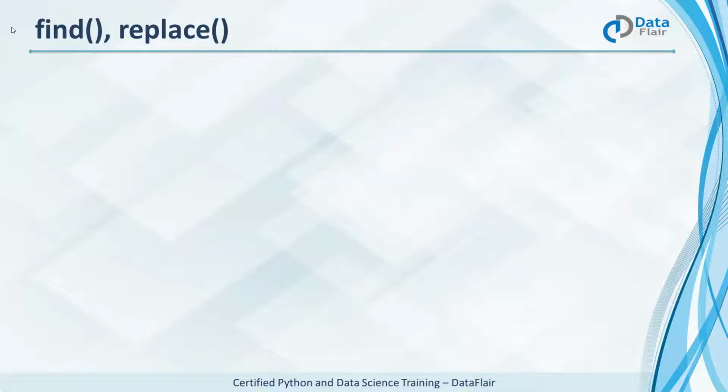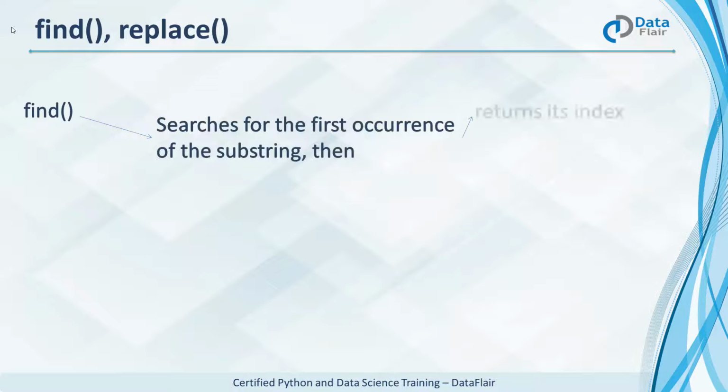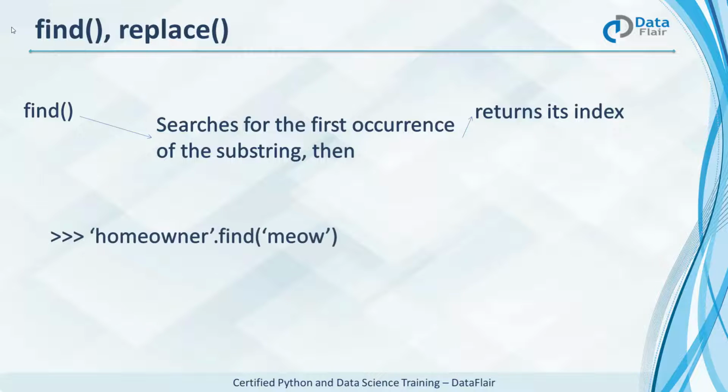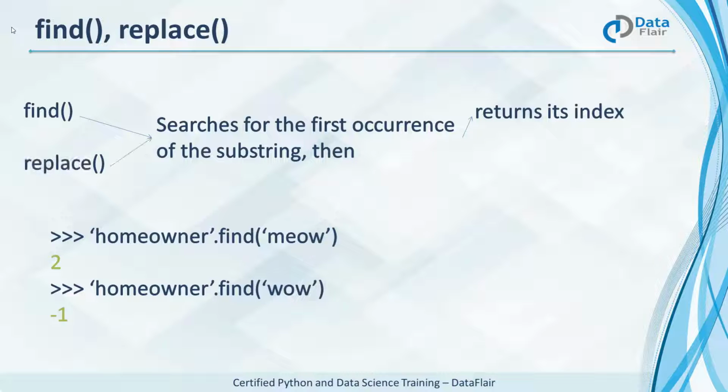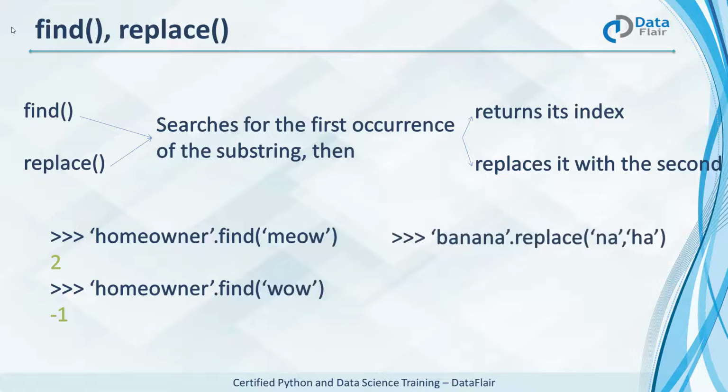We can also find and replace substrings in strings. Find returns the index of the first occurrence of a substring. Does homeowner have meow in it? Yes, at index 2. And the string wow? It doesn't, so it returns -1. Replace searches for a substring and replaces it with a second. If we replace na in banana, we get bahaha.